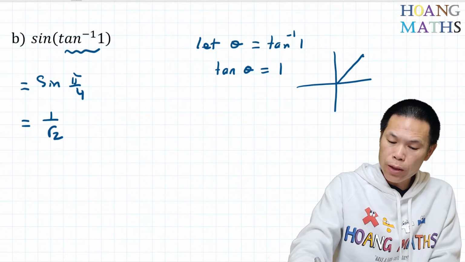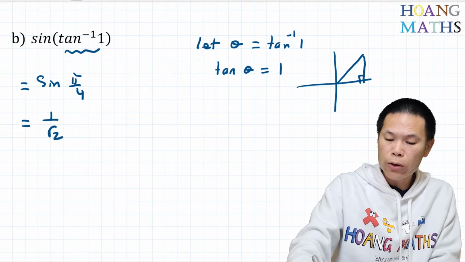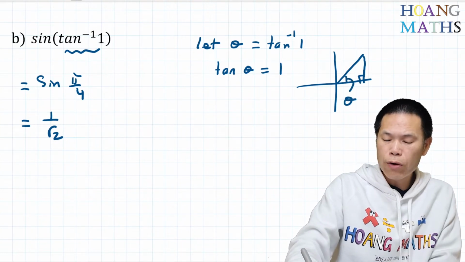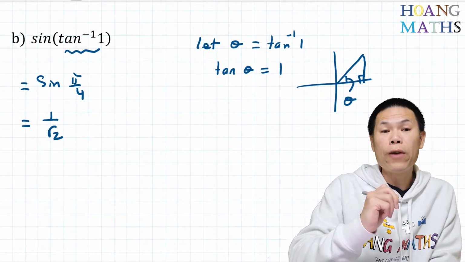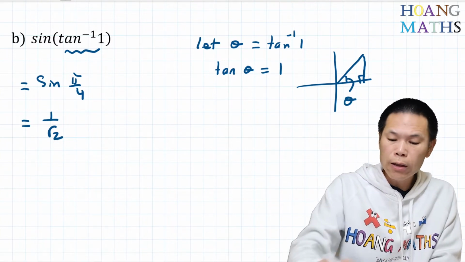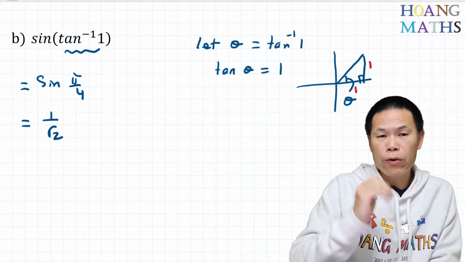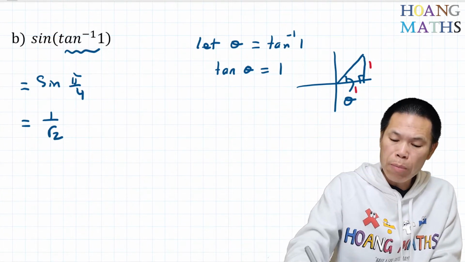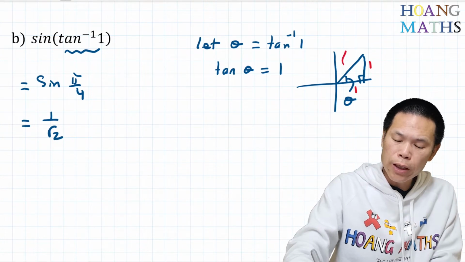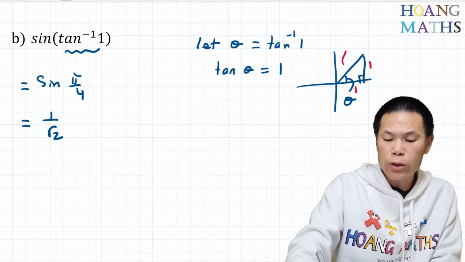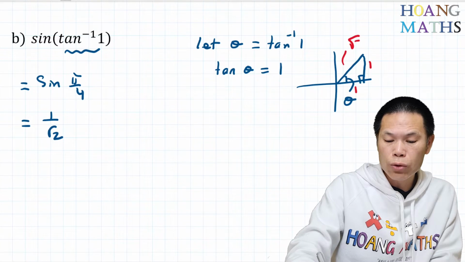So now, let me just construct a triangle. So this is theta. That's the reference angle. Tan is opposite over adjacent. So 1, that means 1 over 1, because opposite over adjacent, 1 over 1 is 1. And from Pythagoras theorem, the hypotenuse: 1 squared plus 1 squared is 2. So the answer is root 2 here.